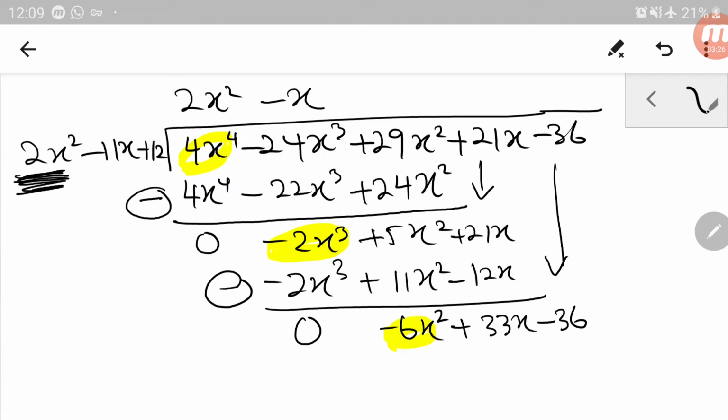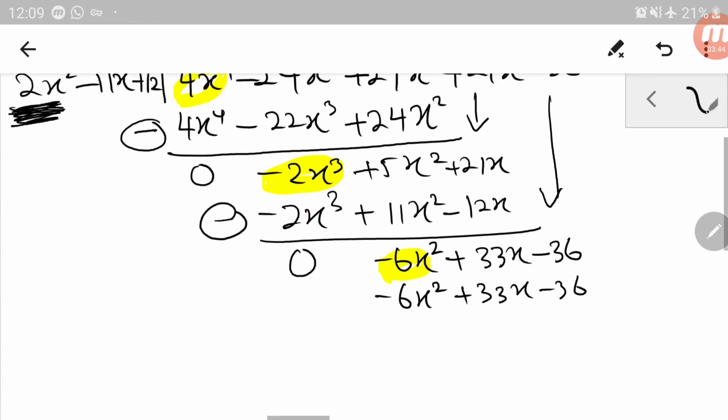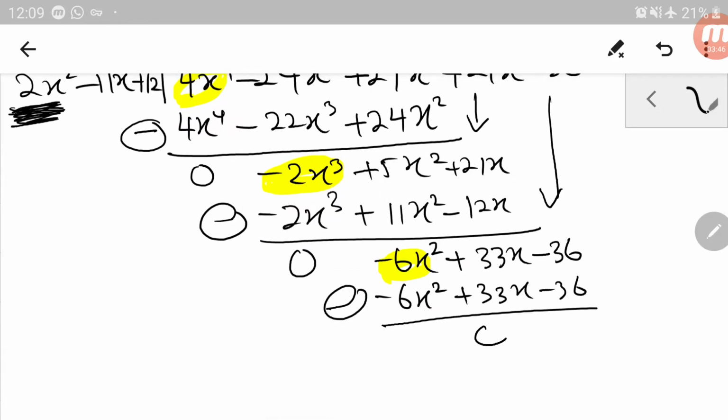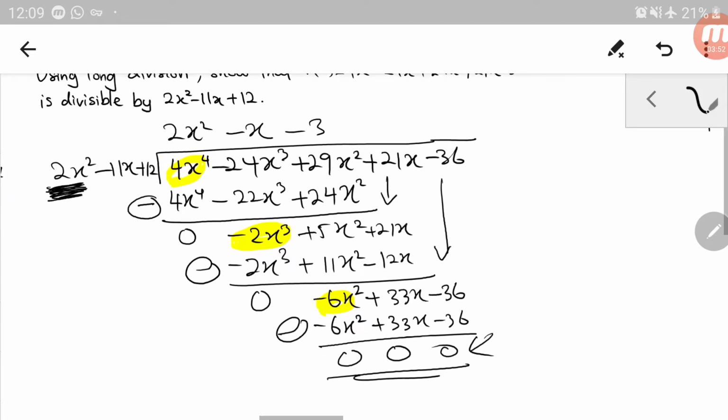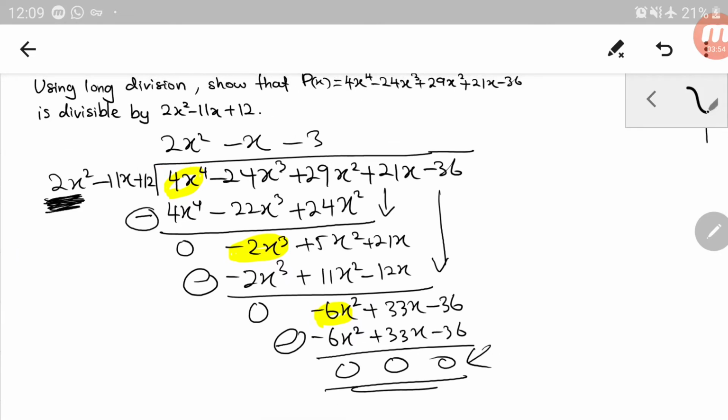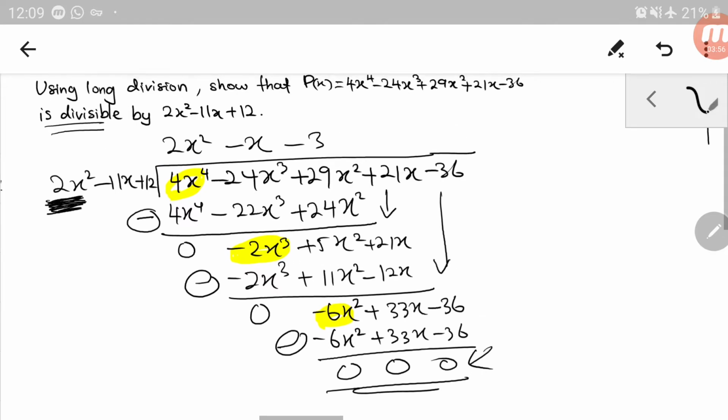So we must multiply 2x squared by minus 3. So minus 6x squared, minus 3 times minus 11x is plus 33x, and then minus 3 times 12 is minus 36. When we subtract them, we get 0. So it means our division is correct, because it says divisible, it should be.